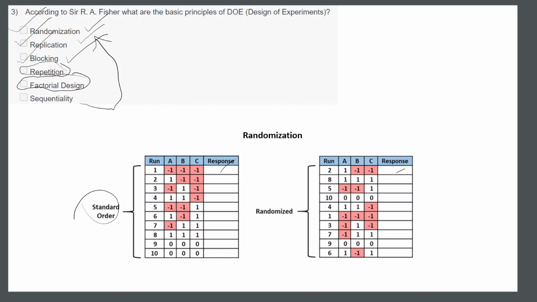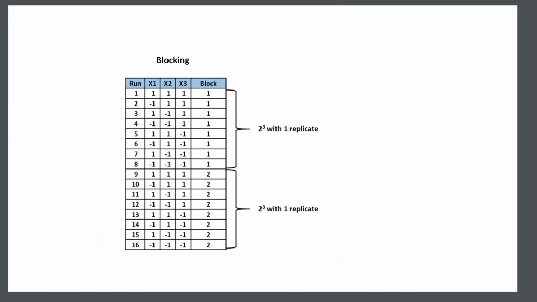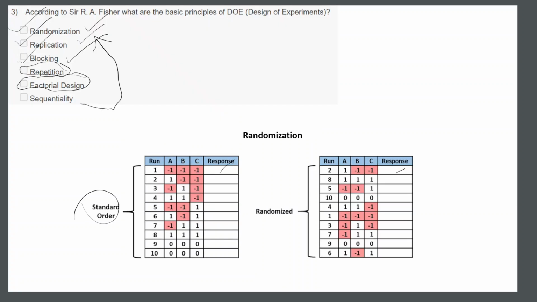Let's move on to blocking. Blocking is another basic principle where we have multiple blocks or multiple batches of samples, and from one batch to another batch, the samples might have a variation in the properties. To account for that, we should consider testing from different blocks or different batches. That is called blocking. In this way, we can remove the experimental errors. So these are the three answers to the given question.